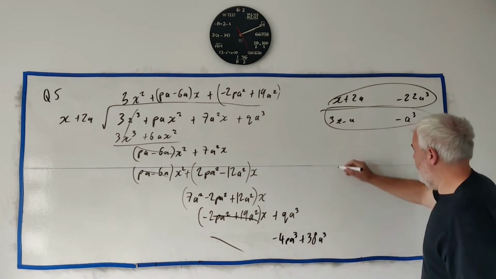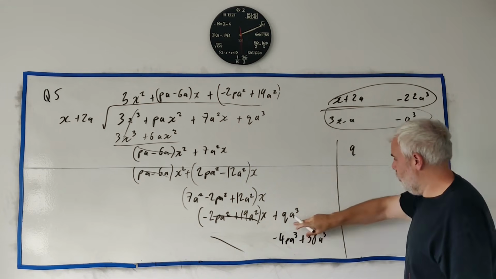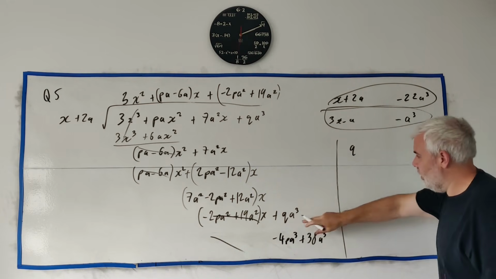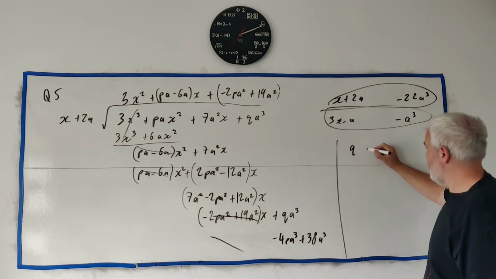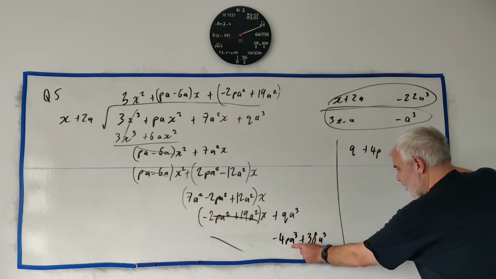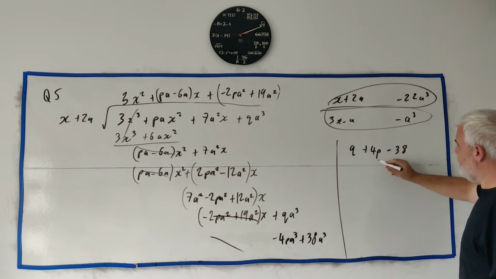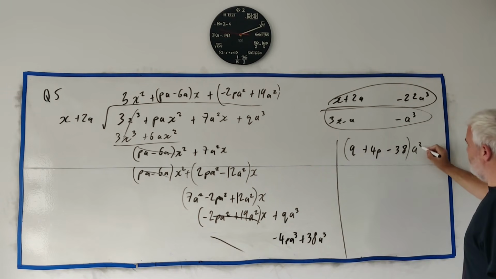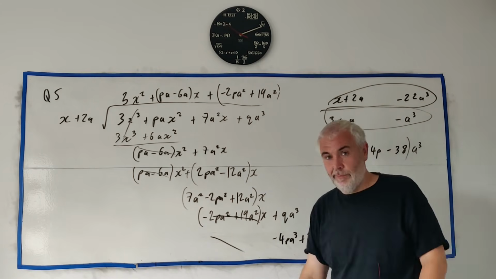This minus this, I'll write it over here. We have a q minus, so I'll leave the a cubed outside everything. Q a cubed to take away this, so that becomes a plus 4p. Again, I'll leave the a cubed out last. Minus 38. All of this times a cubed. That's the remainder if we do it this slow and messy way.